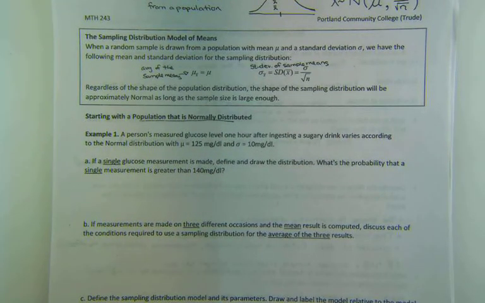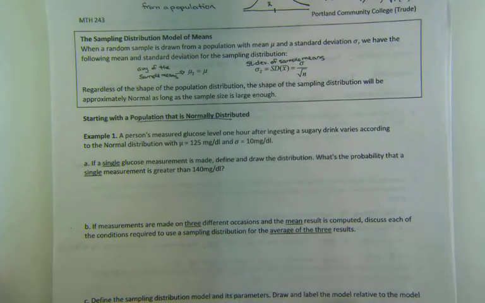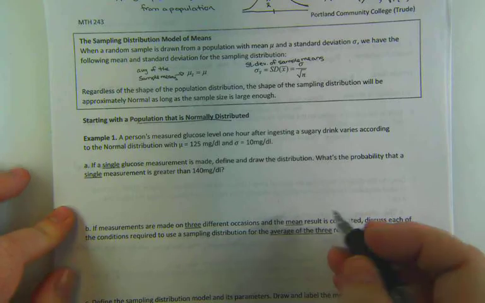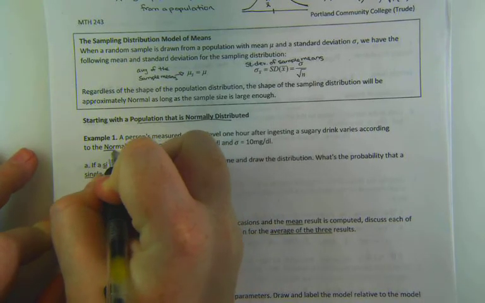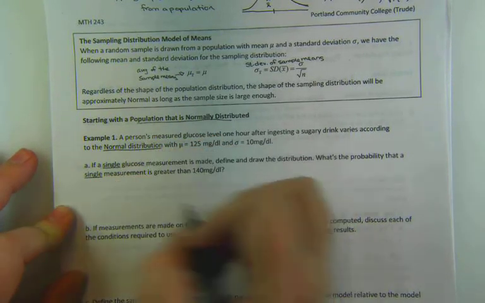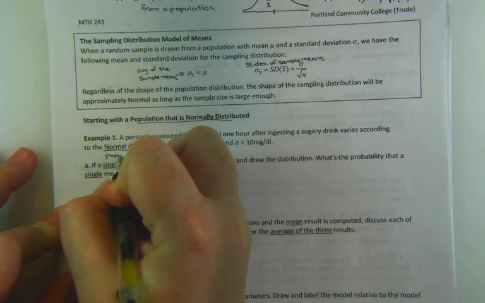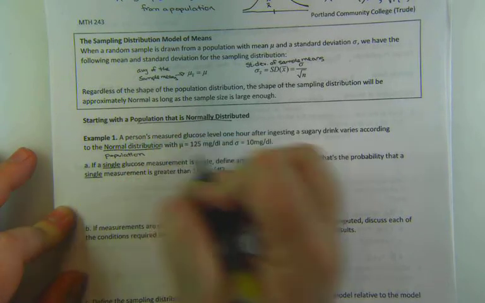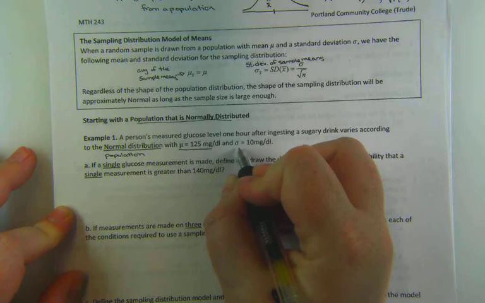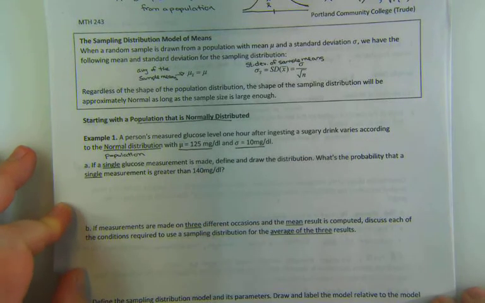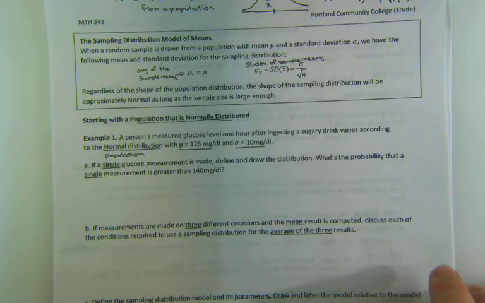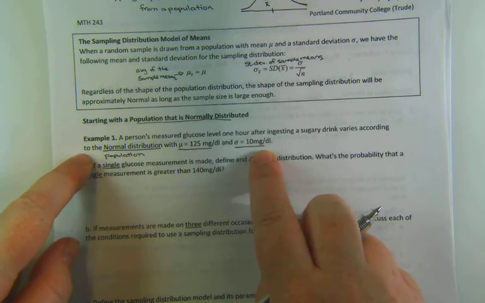So for this first example, what we're going to work with is population data that is normally distributed. This example we went through in the simulation. A person's measured glucose level 1 hour after ingesting a sugary drink varies according to the normal distribution. So this wording here is telling us that our population data is normal. And then we have our mean and our standard deviation.